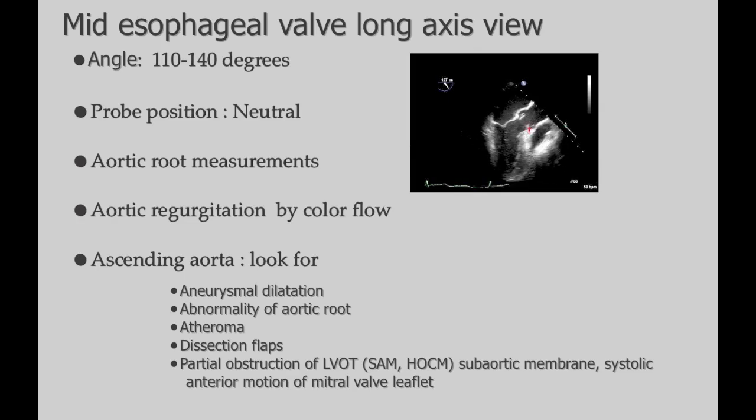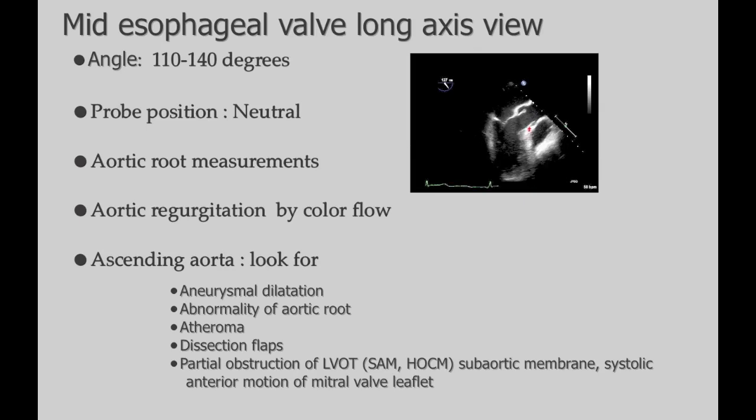The mid-esophageal aortic valve long axis view is a very useful place to assess the aortic valve. The omniplane angle is positioned between 120 and 140 degrees in most cases, with the probe positioned in neutral. Sometimes if you're focusing on the left ventricle, you may have to retroflex the probe a bit, but typically the neutral position is optimal for assessment of the aortic valve. Here you can take measurements of the left ventricular outflow tract and aortic root to assess for dilatation, and use measurements of the left ventricular outflow tract in calculations of aortic valve area and cardiac output.